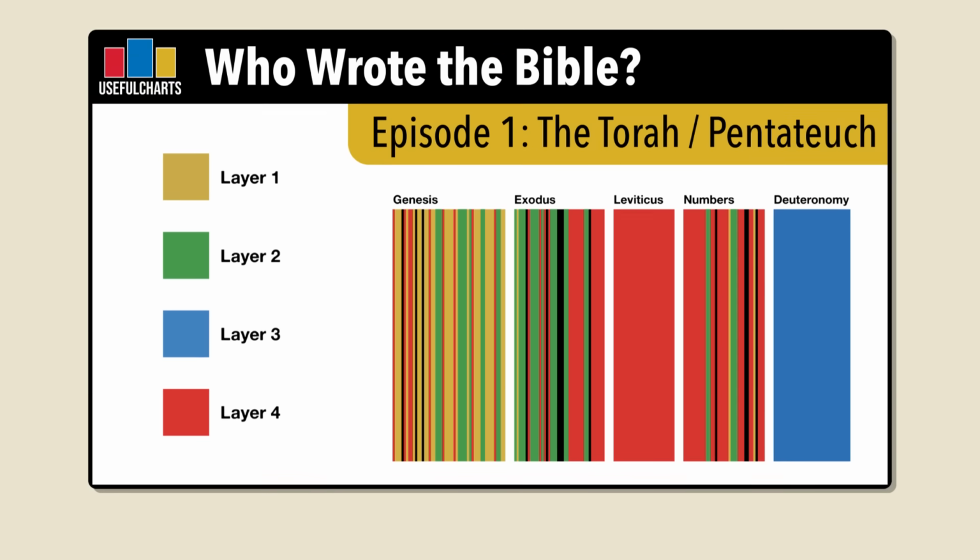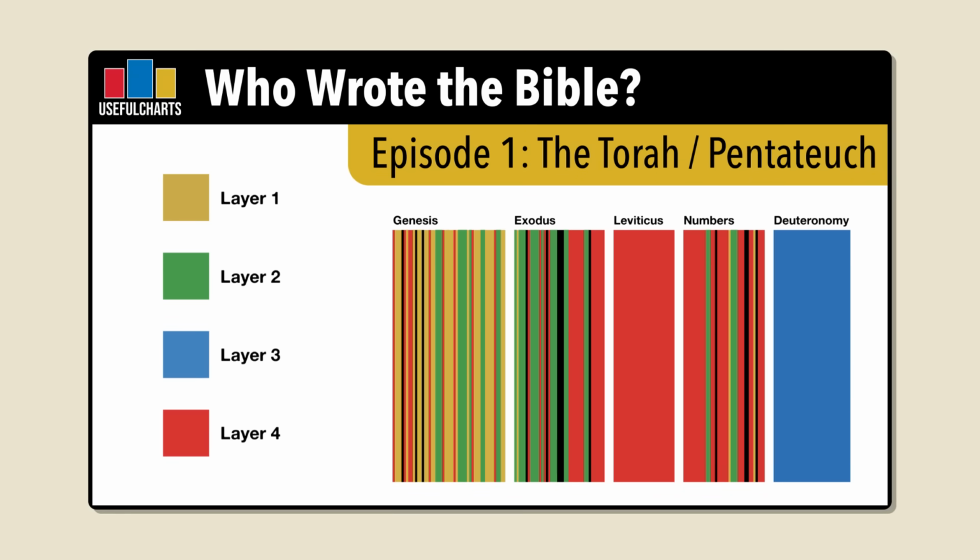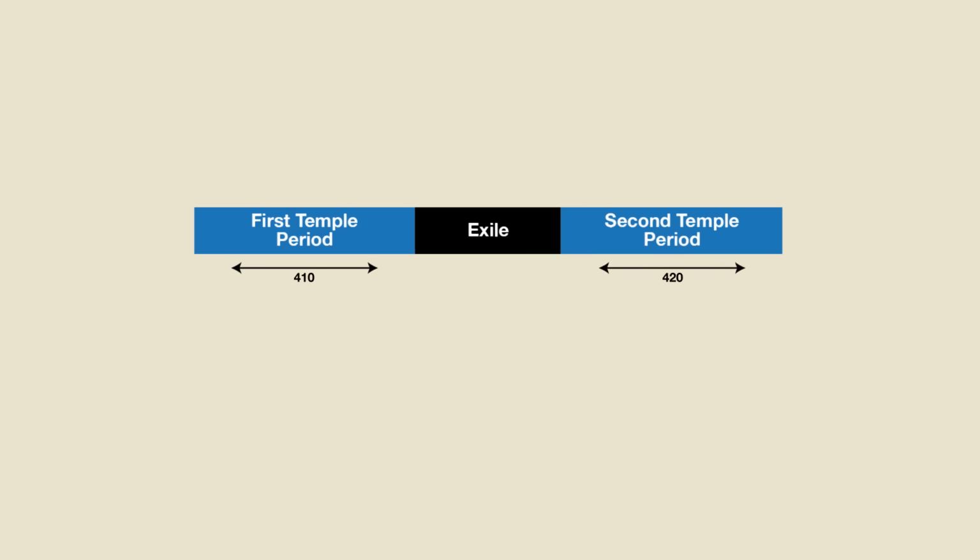If you've been following my series on who wrote the Bible, you'll know that ancient Israelite history can be divided into two main periods, the First Temple period and the Second Temple period. In between those two periods, we have the Babylonian exile, arguably the pivotal event in the history of ancient Israel. Well, according to the early Jewish rabbis, the First Temple stood for 410 years, and the Second Temple for 420 years, with exactly 70 years in between.